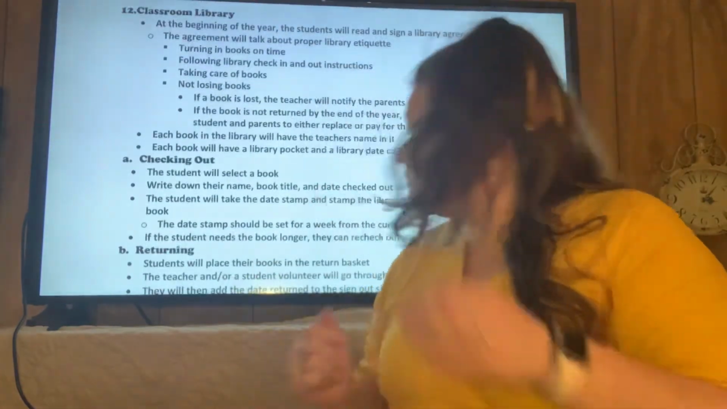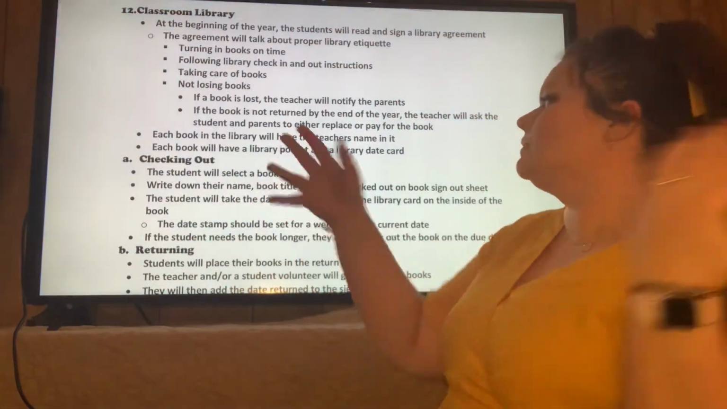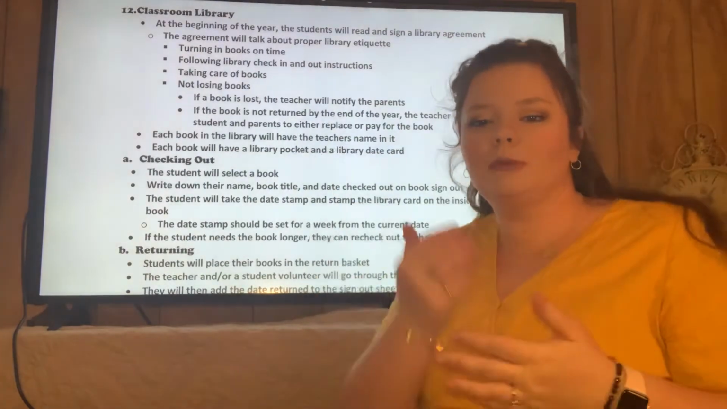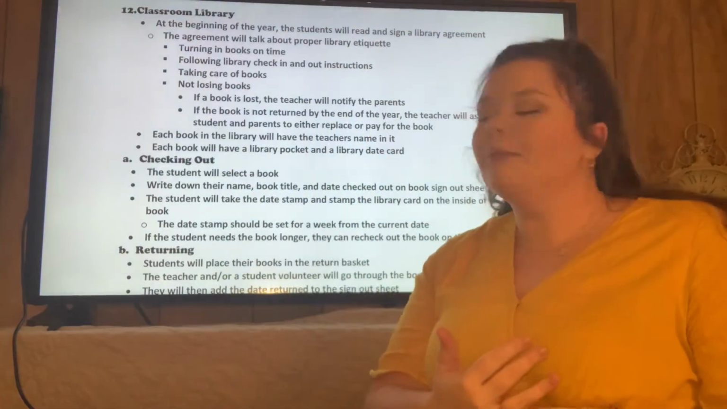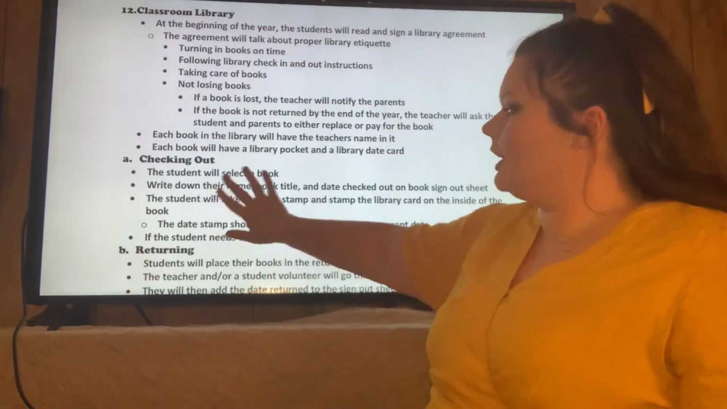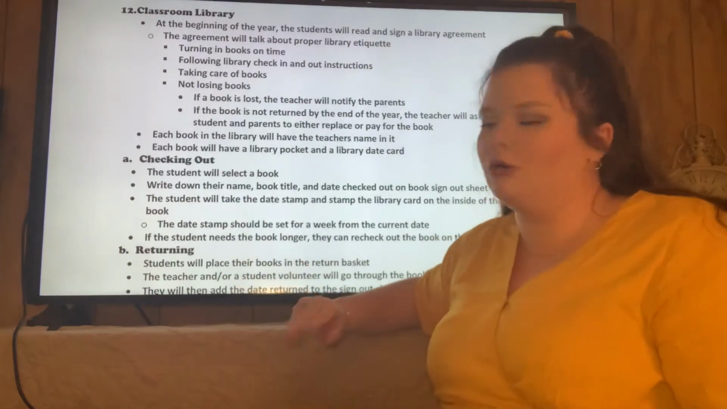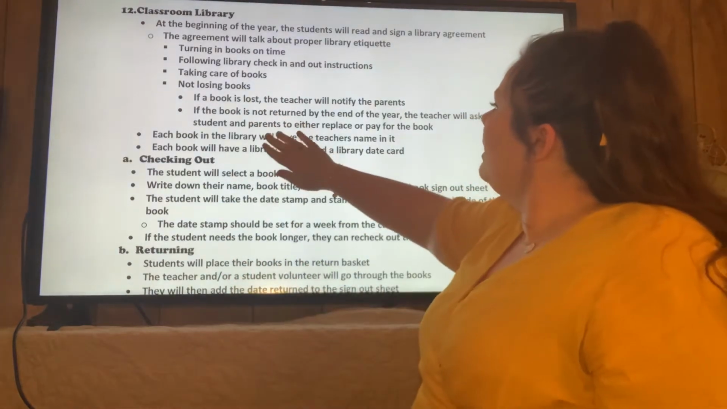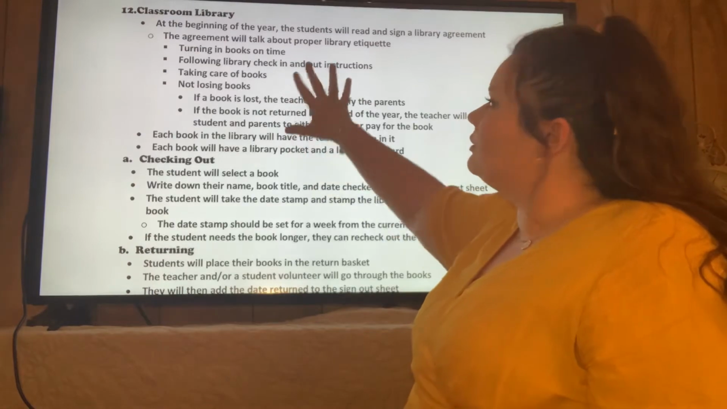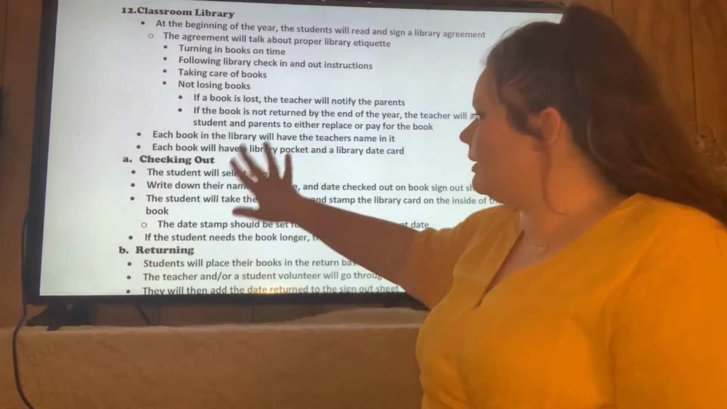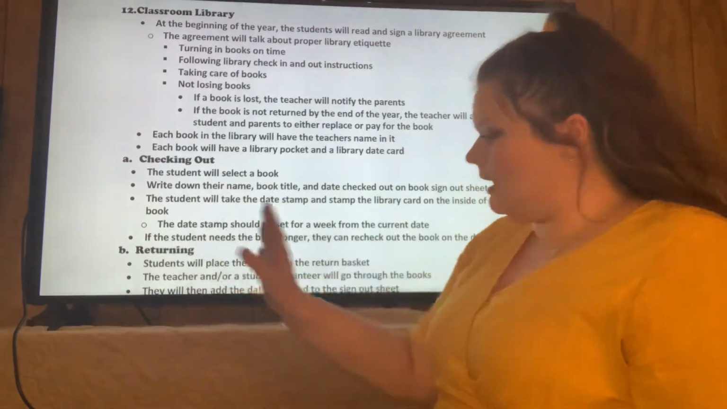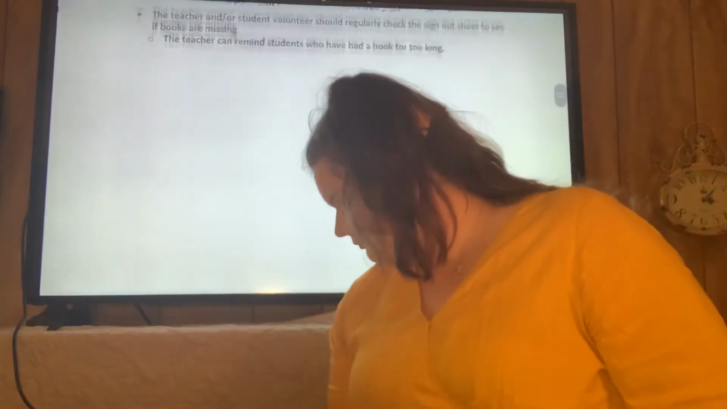Then I have a classroom library section. This was important for me to include because I have so many bookshelves, and I want to have a library that the students can use and they can check them out and they can return them just like a normal library. So I have just things about the agreement that we will have to make at the beginning of the year about checking out books, how they'll check them out, and how they will return them.